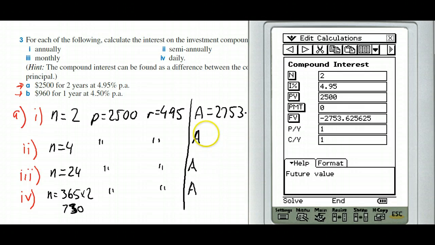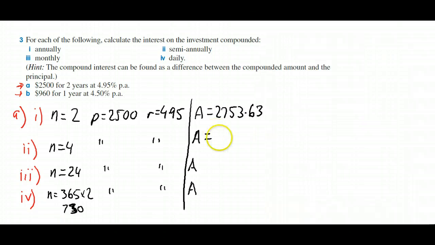Okay, and for the next one, all we need to do is change N to 4, and we need to change this to 2 and 2 because now there's two times that the interest is compounded each year. And then we go to FV again to get our new calculation, and we've got 2756.84.